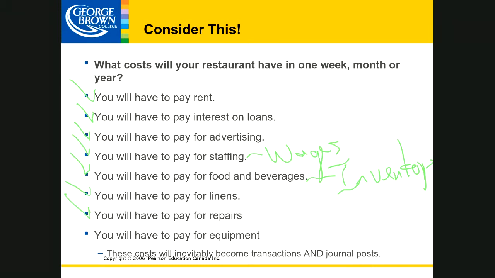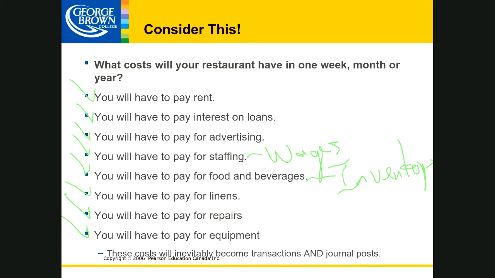There's maintenance that you're going to have to perform on the building that you reside in, and you're going to have to pay for equipment, or how else will you produce food items? You can't store food if you don't have a walk-in. You can't store food on the line unless you have a cold or hot drop.